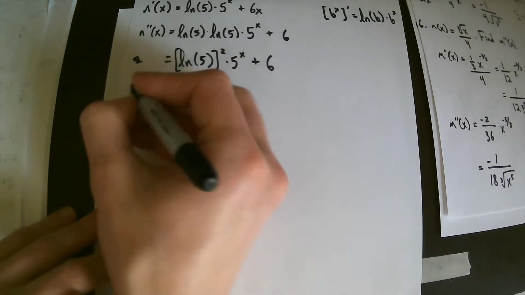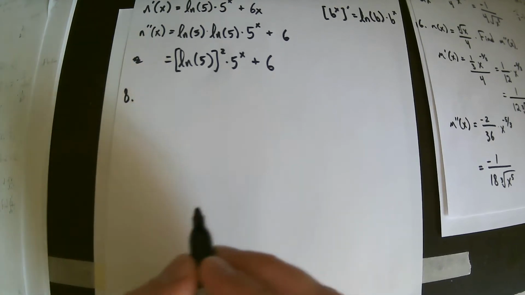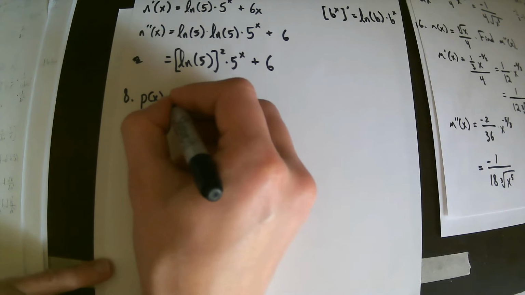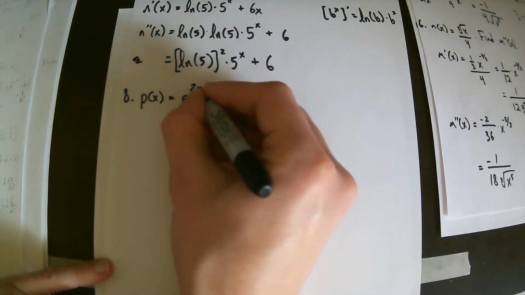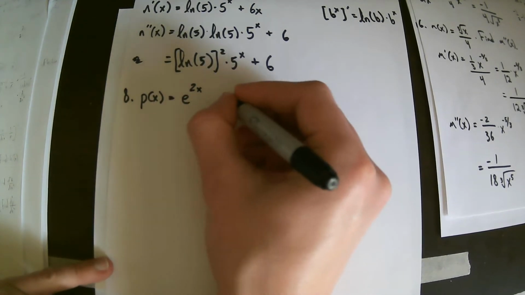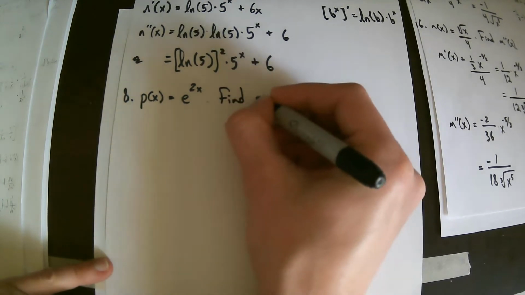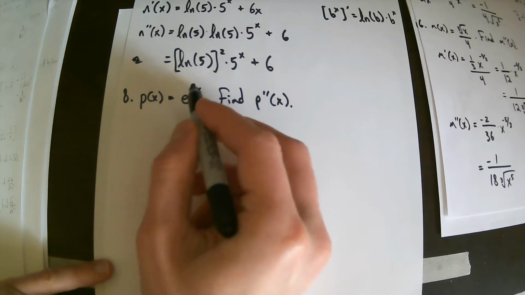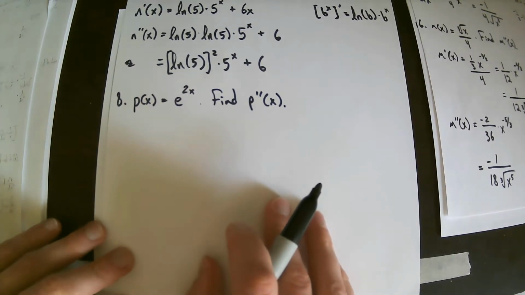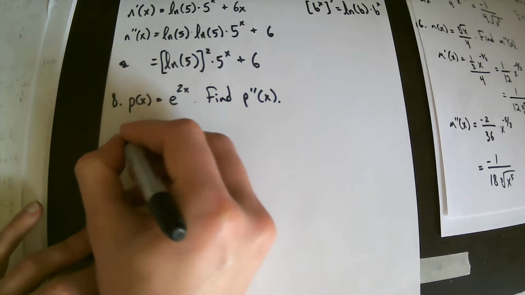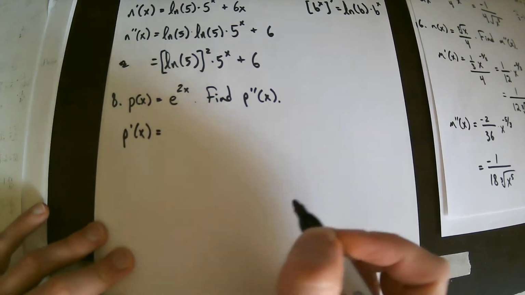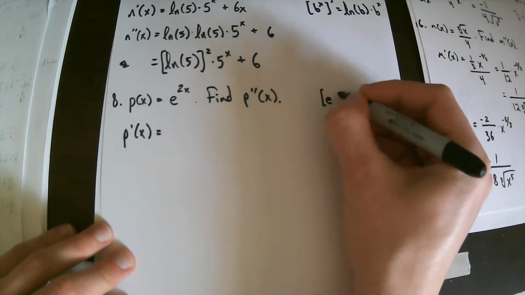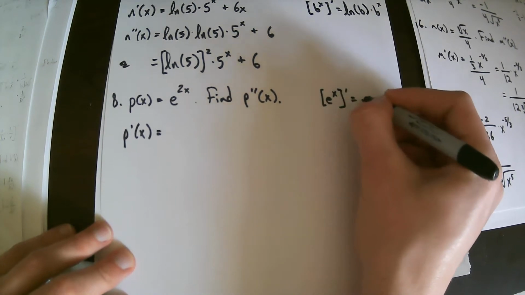Okay, let's do another one. Let's do a natural exponential function. So let's say p of x is e to the 2x. So a little bit of chain rule going on here, because I've got a function inside of my exponential function. So I'm going to say first derivative of p is going to be the derivative of e to the x, which is just itself, just e to the x.